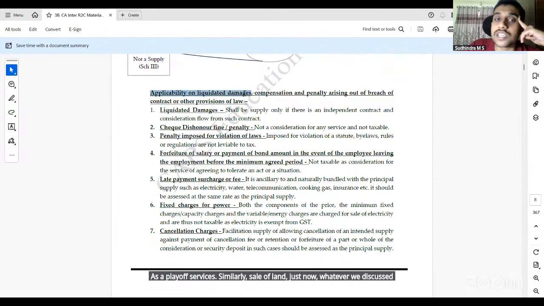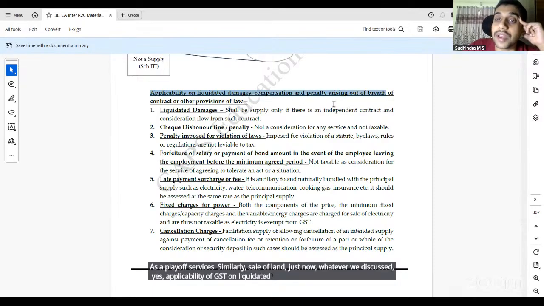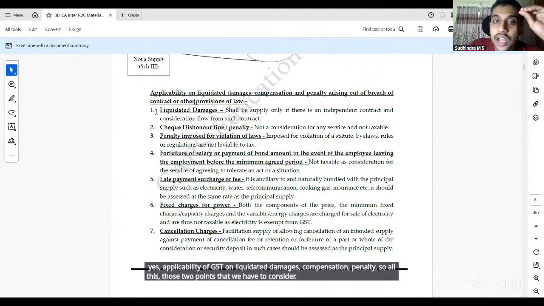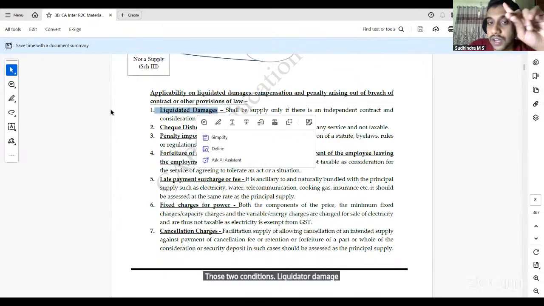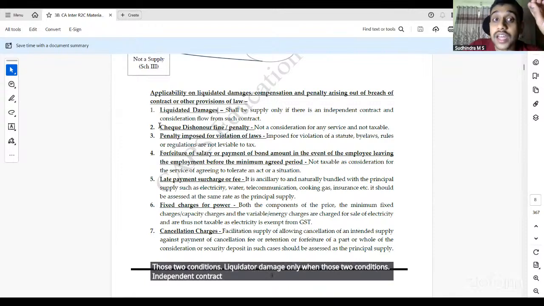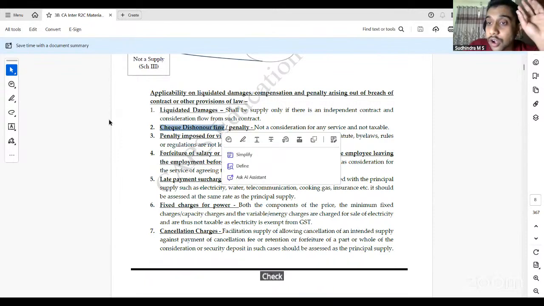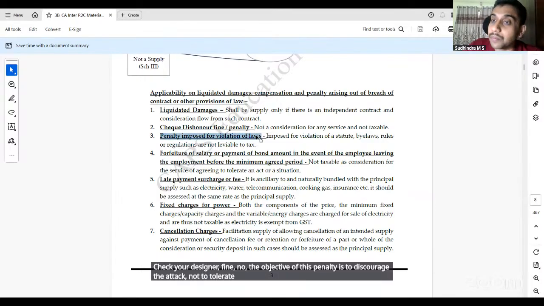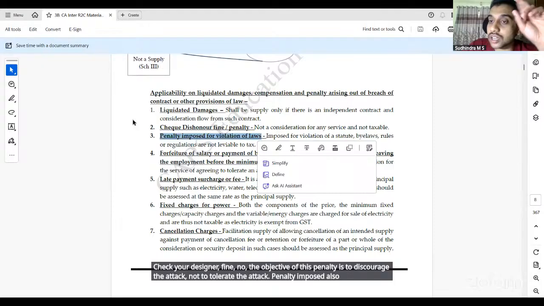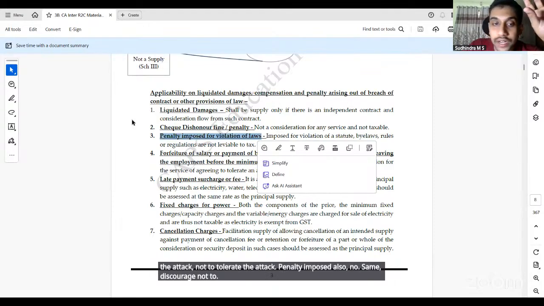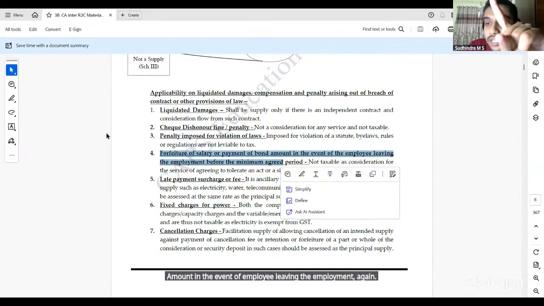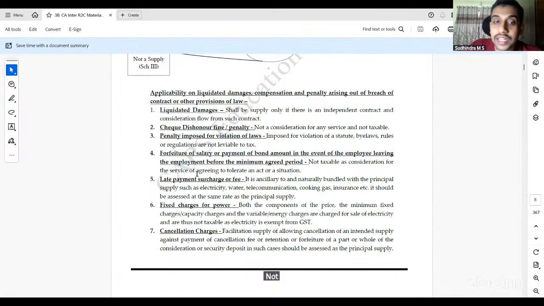Yes, applicability of GST on liquidated damages, compensation, penalty. So all those 2 points that we have to consider, those 2 conditions. Liquidated damages are taxable only when those 2 conditions are met: independent contract, and consideration flowing from such contract. Check dishonor fine, no. The objective of this penalty is to discourage that act, not to tolerate that act. Penalty imposed, also no. Same, discourage, not to tolerate that act. Forfeiture of salary or payment of bond amount in the event of an employee leaving the employment, again that is for discouragement, not tolerating an act.